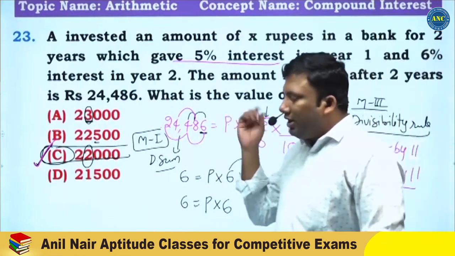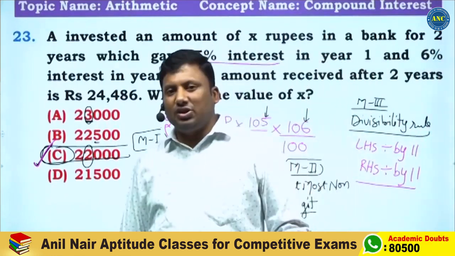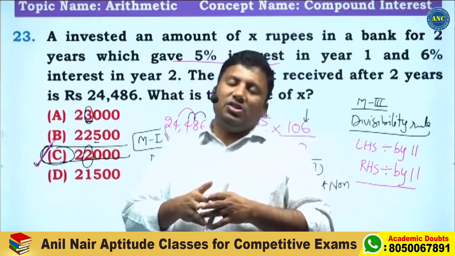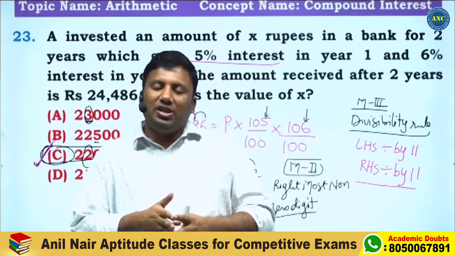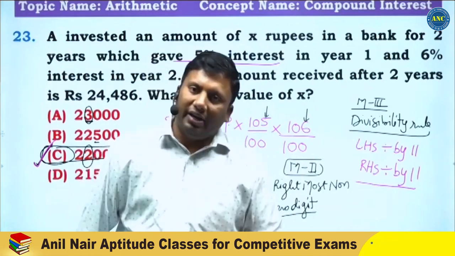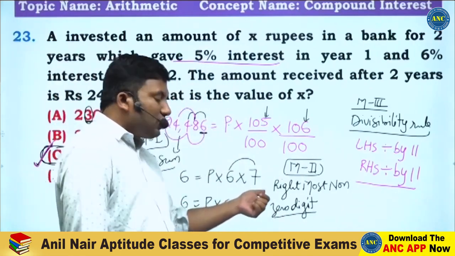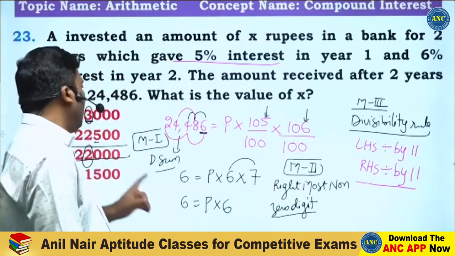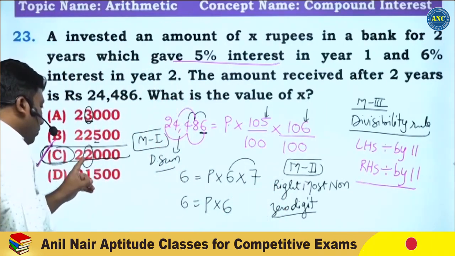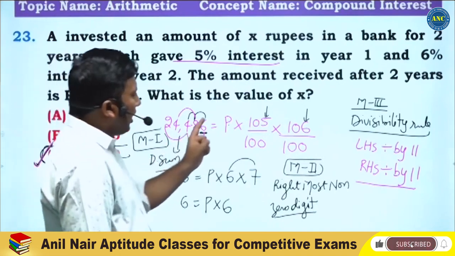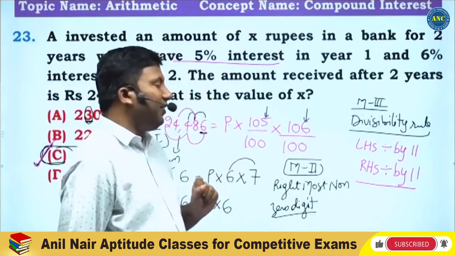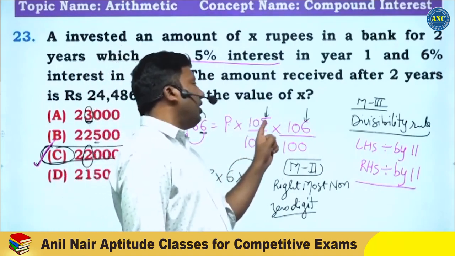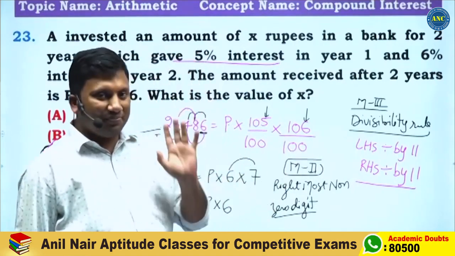You can also do it by using the successive change, but that involves a lot of calculation. Anything which involves a little more calculation, I would recommend you to avoid it. Rightmost non-zero, keep your eyes on these. Again I am repeating, rightmost non-zero is 2, rightmost non-zero is 5, 2 5s are 10, rightmost non-zero is 1, 1 6 is 6.